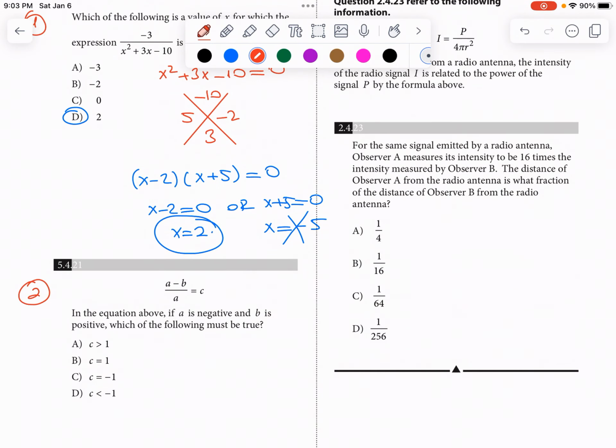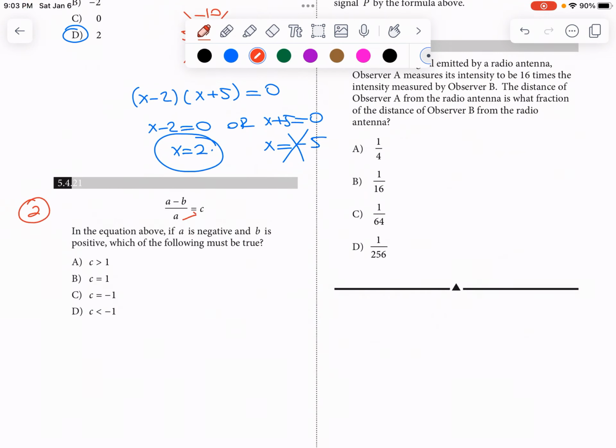Okay, a minus b divided by a is c. In the equation above, if a is negative and b is positive, which of the following must be true? We can use the cross products for this question. A minus b is equal to ac. And then we can change the sides of these two terms. We can transfer the ac to the left-hand side and -b to the right-hand side. And once we change the sides, we have to switch the signs. So positive ac becomes negative ac on the left-hand side, and -b becomes positive b on the right-hand side.